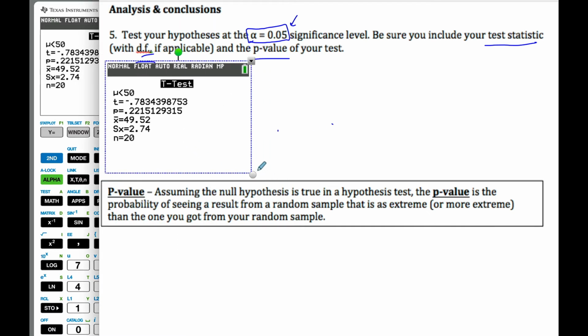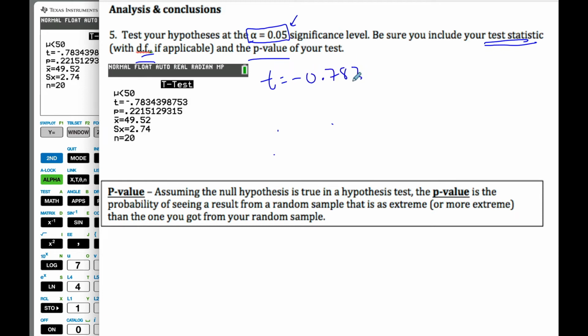And so what I can see is my test statistic, t, is equal to negative 0.783. My p-value is equal to 0.2215. So if I round that to 3 significant figures, it is 0.222.